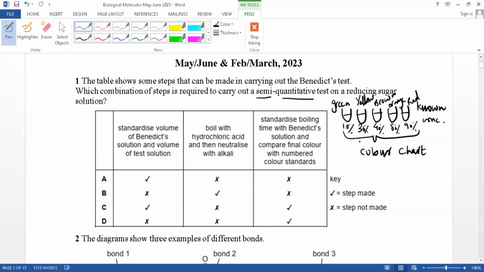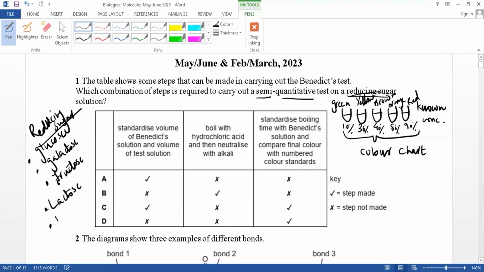So you will make a chart after doing Benedict on all these known concentrations of reducing sugar. Even if I say glucose, it would be better to say reducing sugar, because there are 5 reducing sugars. These are the 3 monosaccharides in the syllabus: glucose, galactose, fructose. All these are reducing sugars. And out of the 3 disaccharides in the syllabus, lactose and maltose are also reducing.